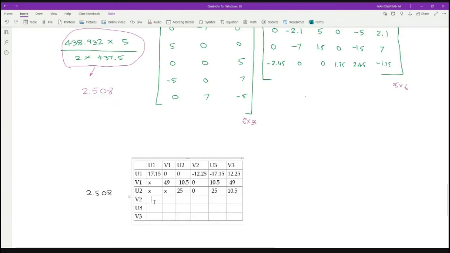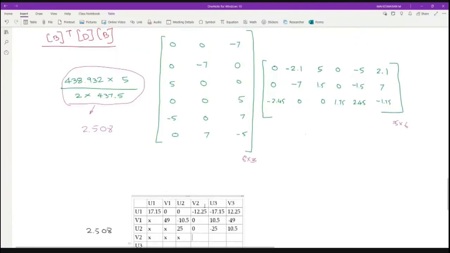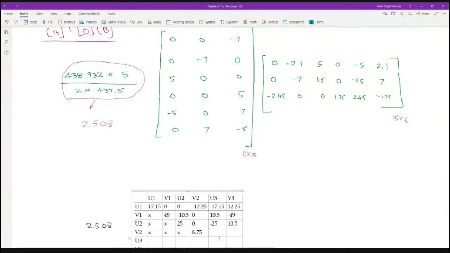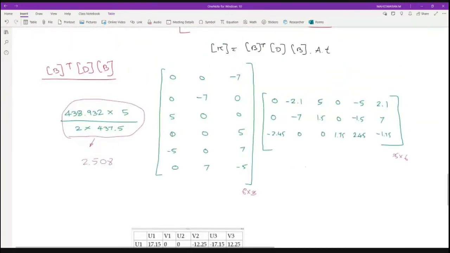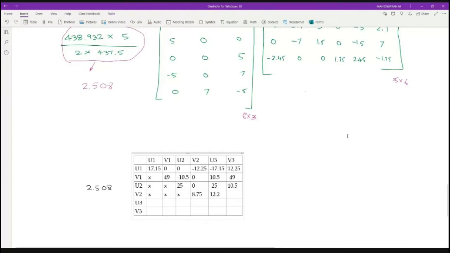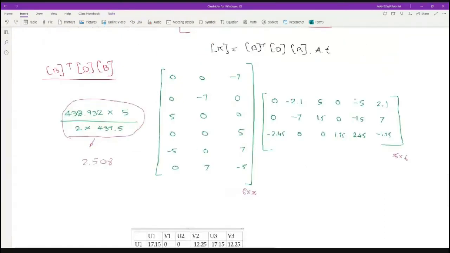Next, I'll put x's here and start from the fourth row, fourth column. 0 into 0, 0, 0 into 0, 0, 5 into 1.75. So 5 into 1.75, we are getting 8.75. Next, fourth row, this one, 0. Next, 5 into 2.45, so we are getting 12.25. Next, 0 into 0, 0.